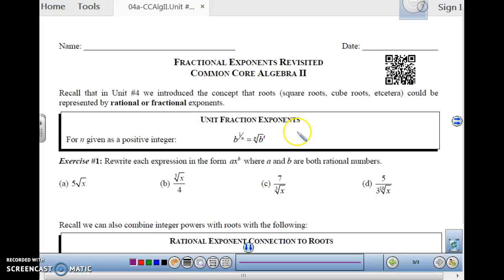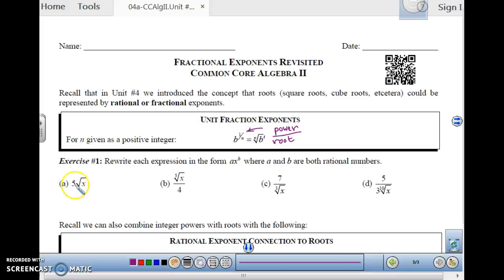Because remember, the fractional exponent actually means power over root. So the top number is whatever power is on the exponent, and the root is whatever index is out here on the end. So it can be a square root, it'd be a 2, cube root, it'd be a 3, 4, and so forth. Okay, so let's use those ideas to rewrite each expression in the form ax to the b, where a and b are both rational numbers.